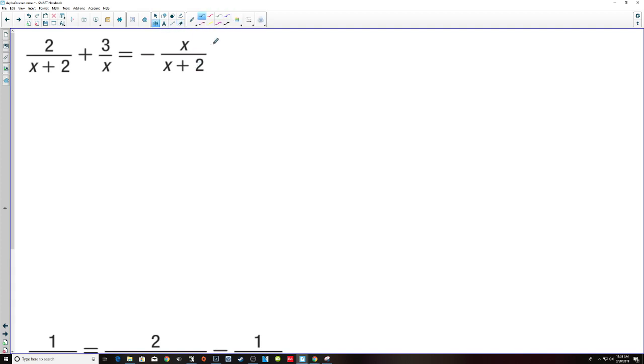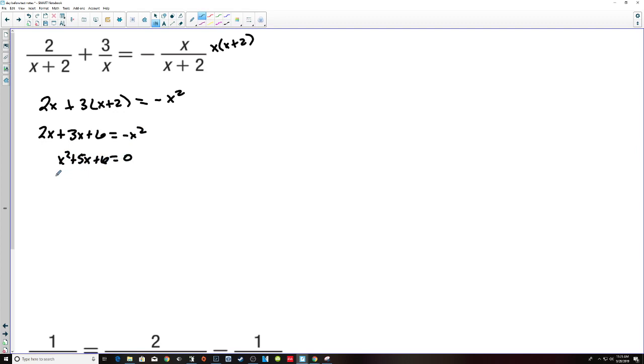Let's erase that. Multiply by x and x plus 2 to everybody. So this is 2x plus 3 times x plus 2. And that's going to be equal to negative x squared. X times x is x squared. So 2x plus 3x plus 6 is equal to negative x squared. X squared plus 5x plus 6 is equal to 0. And we have x plus 2 and x plus 3. And that's equal to 0. So x is equal to negative 3. We can't have negative 2 because negative 2 makes the denominator 0.